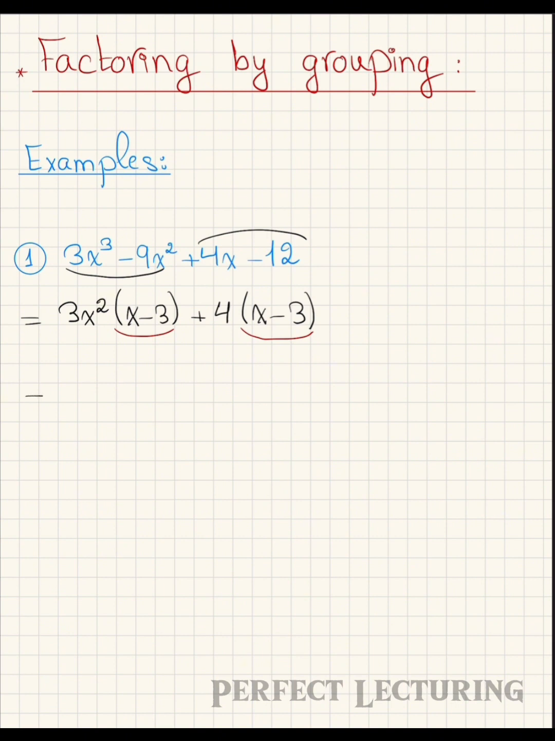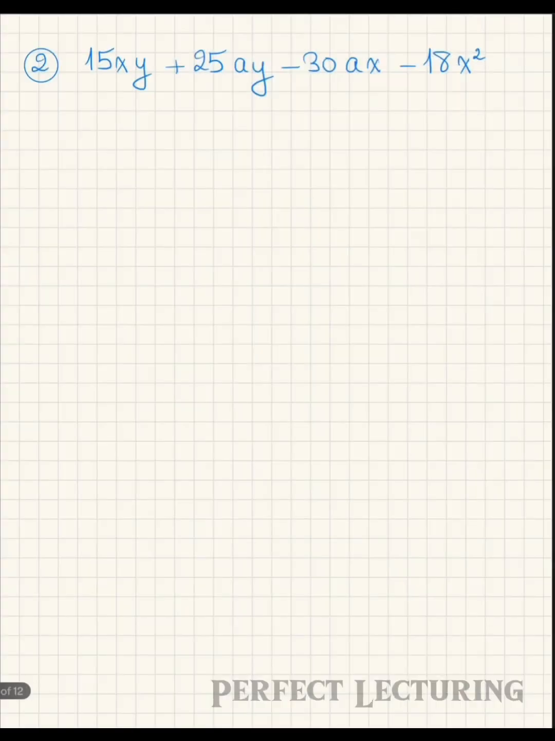So, I take out the x minus 3, and what is left? 3x squared from the first term, as well as 4 from the second term, and that's the final answer. Let us do another example.